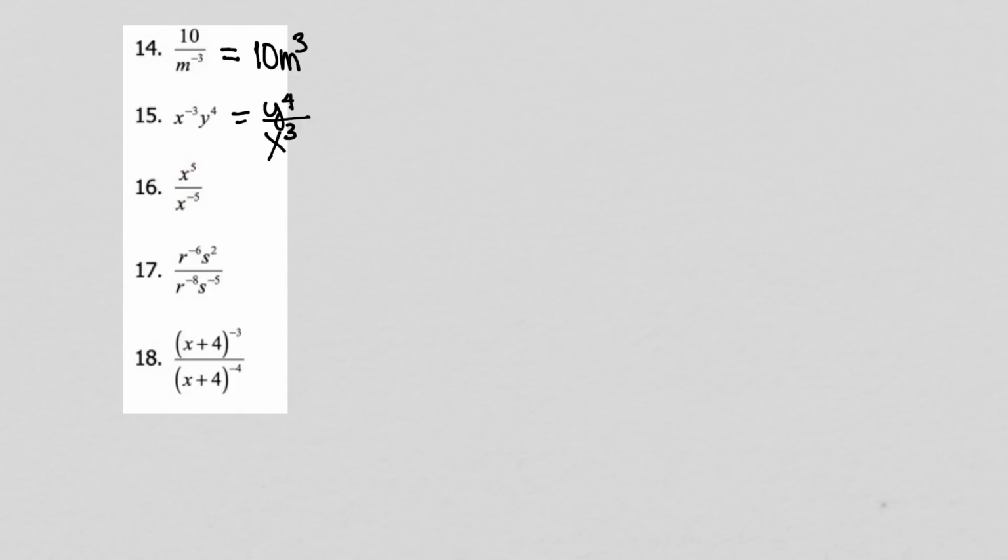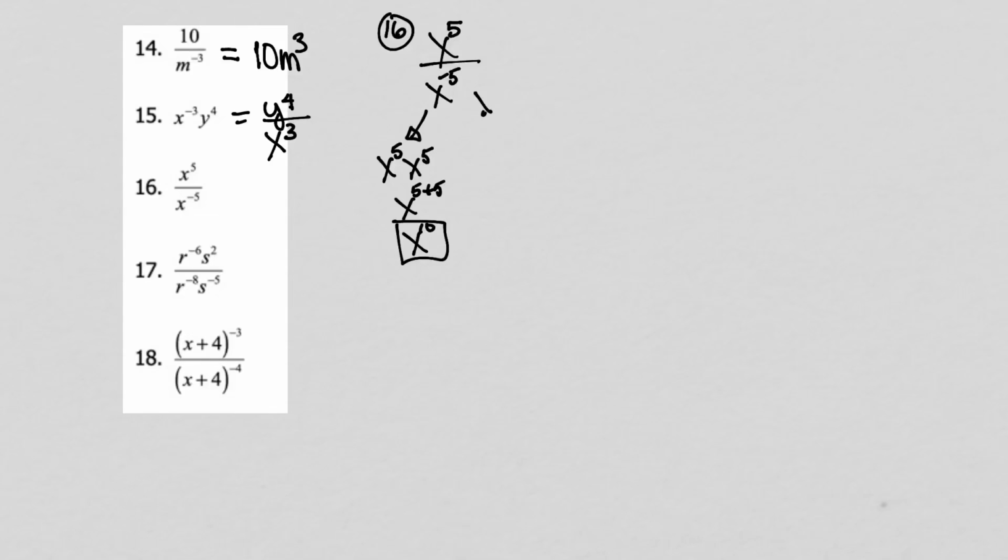Number 16, a couple ways to do this. You know what? I'm going to write this one over here. Here's 16. We have x to the 5 over x to the negative 5. Now one way to do this would be just to bring this x up and change the sign of the exponent. So if I did that, I would get x to the 5th, and then bringing that x up, we'll change that negative 5 to a positive 5. And then we've got a multiplication, so we add the exponents, so we'll get x to the 10.